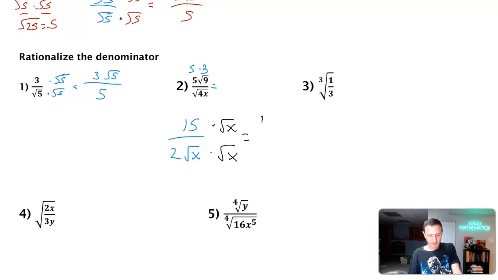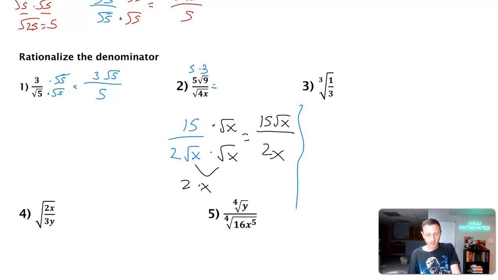So on top, we'll get 15 square root of x. 15 does not have a radical, so I'm not multiplying 15 and x. Then on bottom, square root of x times square root of x is x, times that 2, so we get 2x. And then 15 and 2 do not simplify, so I am done with that one.